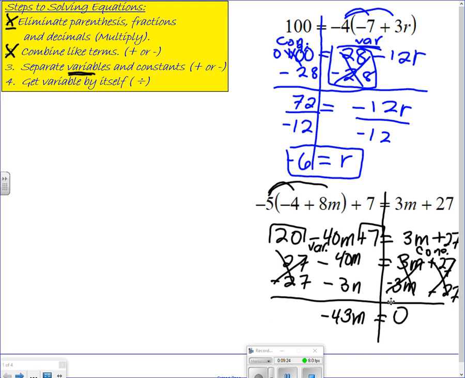Last step, variable on the left, that means letters. There's a letter on the left. Constants on the right, that means numbers only. That's the number. Now, step number 4 is get the variable by itself and you should divide. So look for the variable, divide by -43. And what you do to one side, you do to the other side. -43 divided by -43 will give you 1, and 1 times m will give you m. Now 0 divided by -43 will give you 0. So that will be the answer.